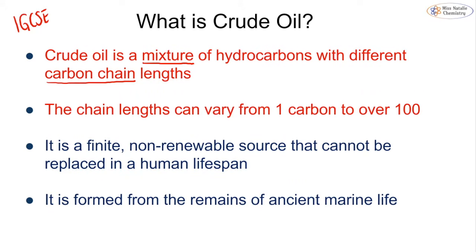The crude oil is a finite non-renewable source because it is a fossil fuel, and we know that it is going to eventually run out because we cannot replace it in a human lifespan, and it is formed from the remains of ancient marine life. You're not required to know how it is formed. That is a GCSE style question. We need to know mostly that it is a mixture and then what we can do with it.